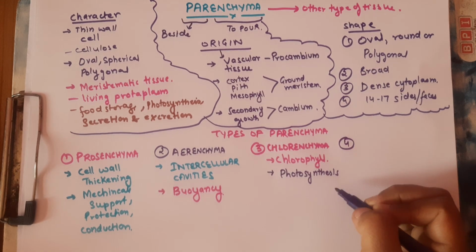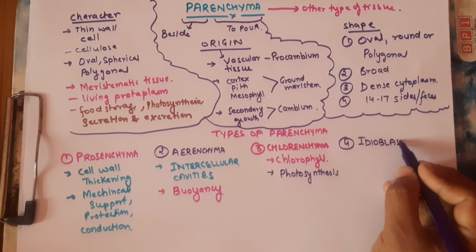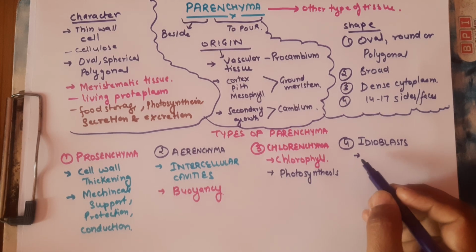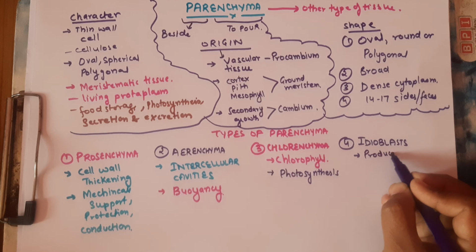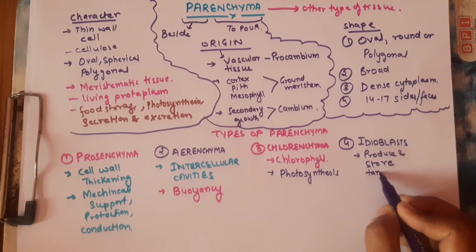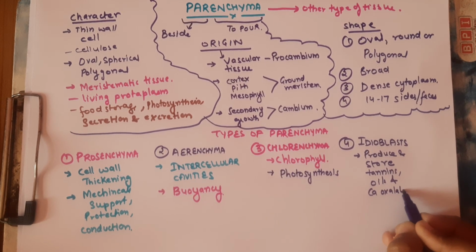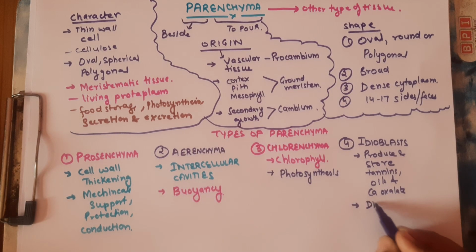The fourth type of parenchyma is the idioblast. These idioblasts will produce and store tannins, oils, and calcium oxalate. The main function of the idioblast is to secrete the material and to supply enzymes to digest food. So they play a role in the digestion of food.